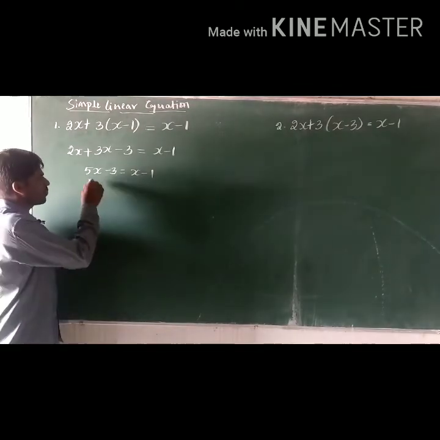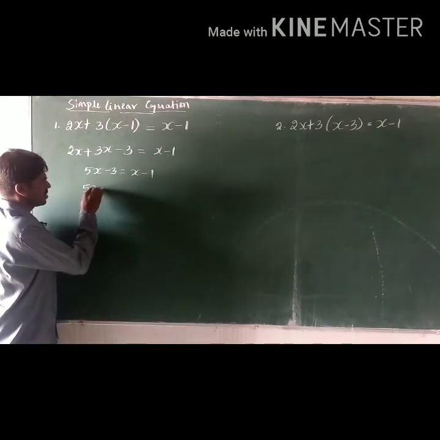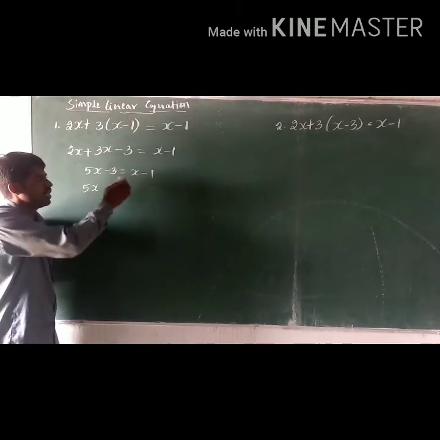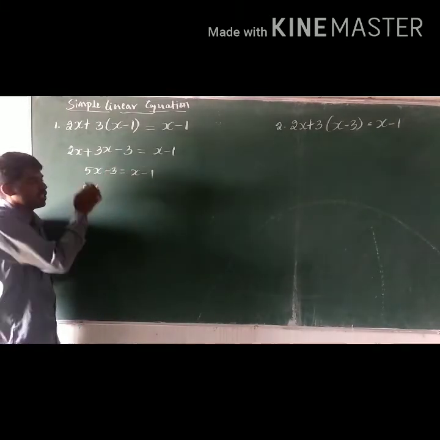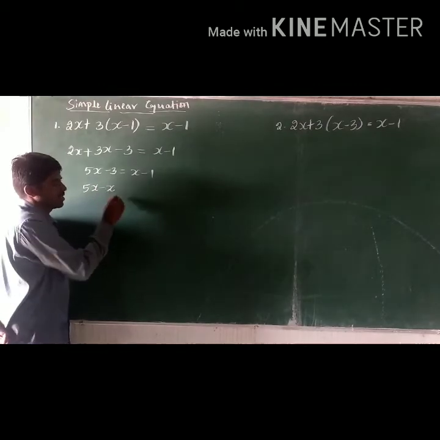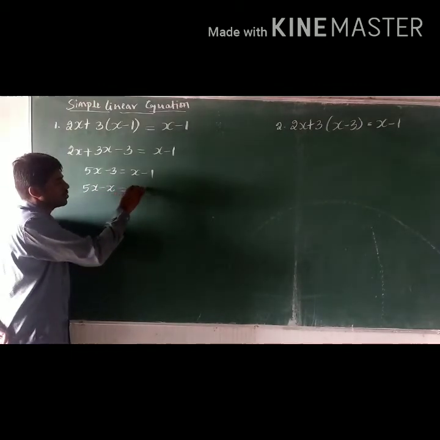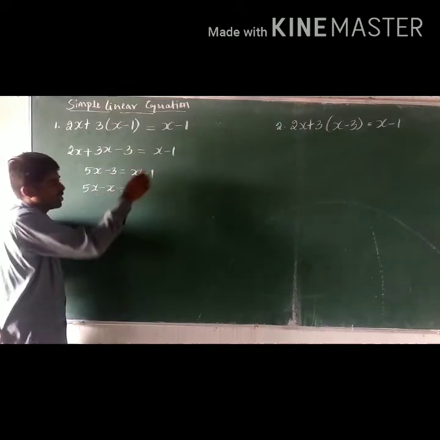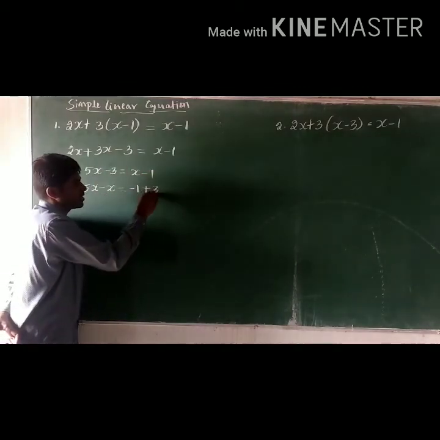Now go to the 5x. Now this x, you can transfer to this side. It's a plus x, so on this side it becomes minus x. In the same manner, minus 1 stays the same as it is. Now minus 3, you can transfer to that side. It becomes plus 3.